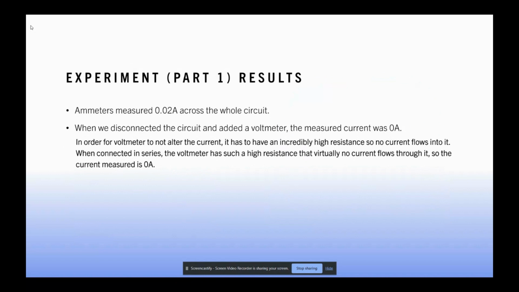In order for the voltmeter not to alter the current, it has to have an incredibly high resistance so no current flows into it. When connected in series, the voltmeter has such a high resistance that virtually no current flows through it, so the current measured 0 amperes.